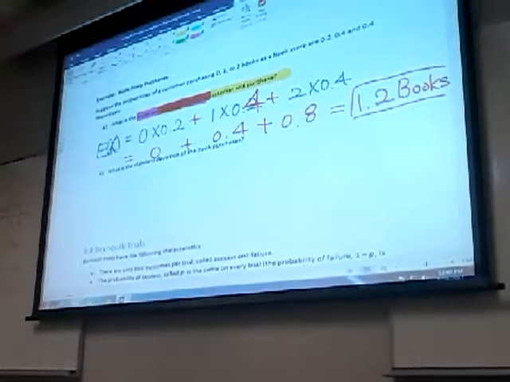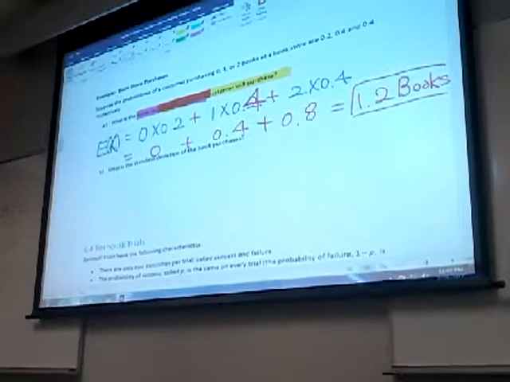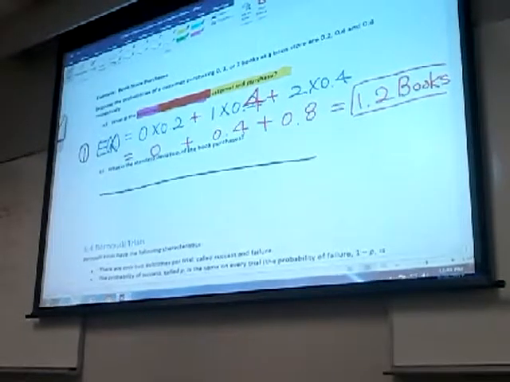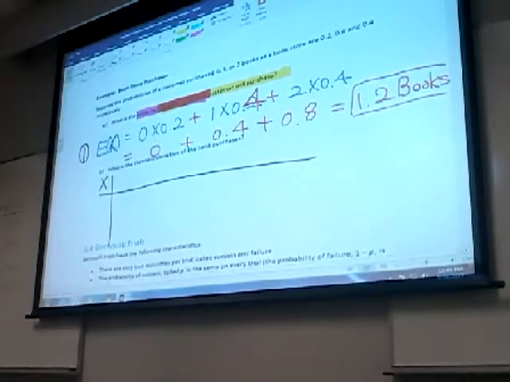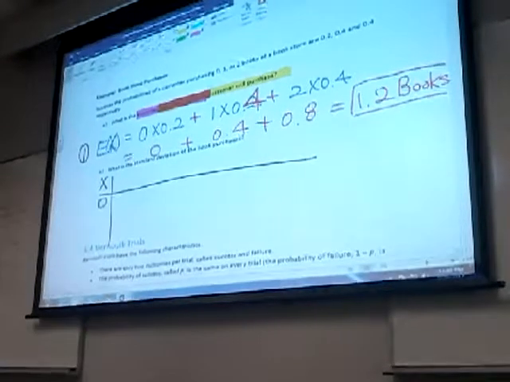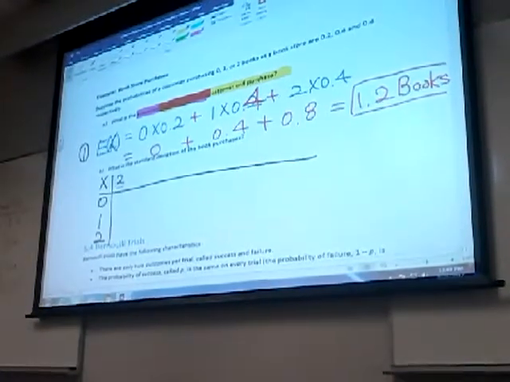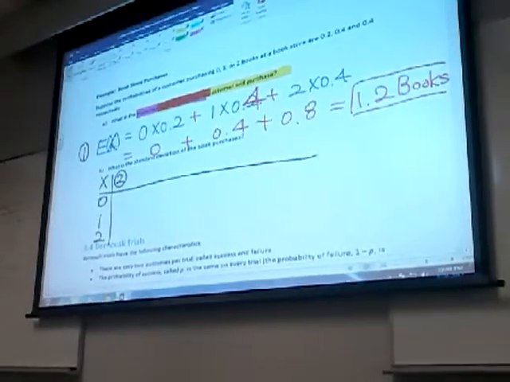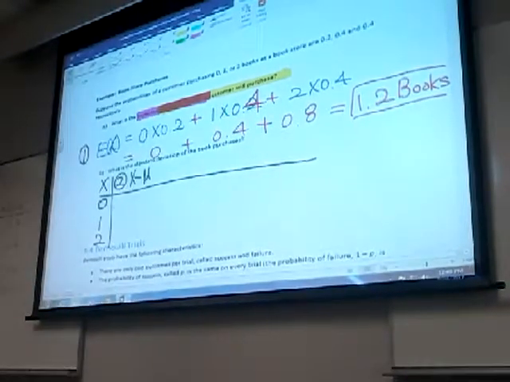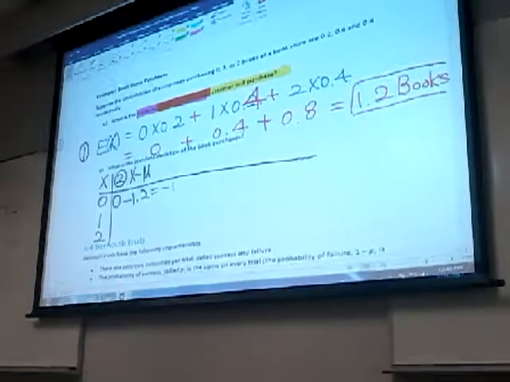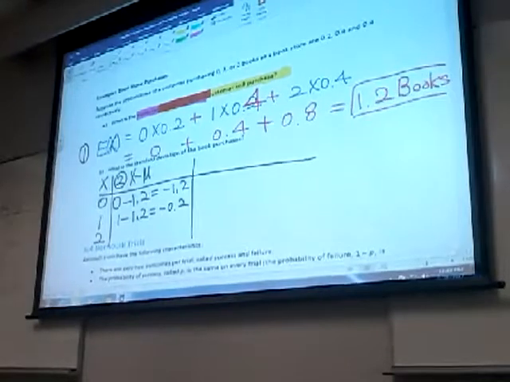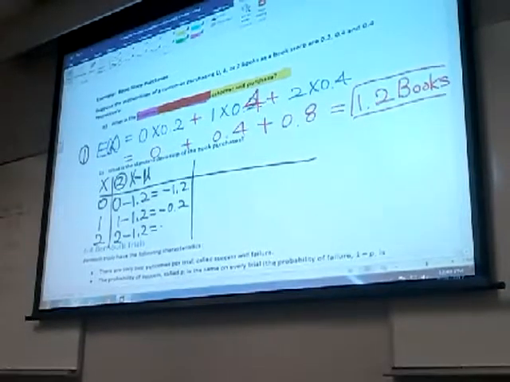How about the standard deviation? Already we took the mean, the expectation, 1.2. It was step number 1. Now we have to make the table again. Here is the random variable, the number of books. 0, 1, 2. What do we have to do in the second step? Again, take the difference. 0 minus 1.2 is negative 1.2. 1 minus 1.2 will be negative 0.2. 2 minus 1.2 will be positive 0.8.